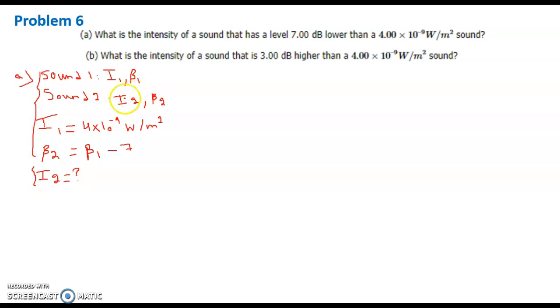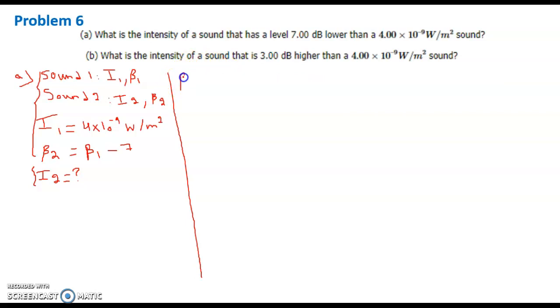So let's move backwards. What can we find from I1? We can find beta 1, and once we find beta 1 we can find beta 2 according to this relation, and once we find beta 2 we can find I2. So let's start step by step. We have 3 steps here to be done in order to answer the question. The first step is to find beta 1.